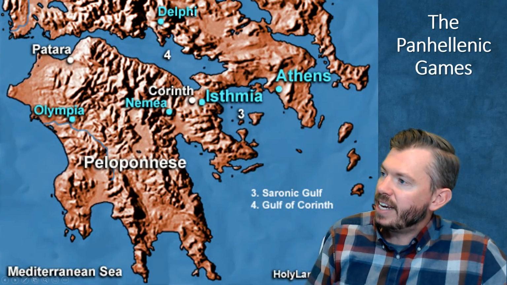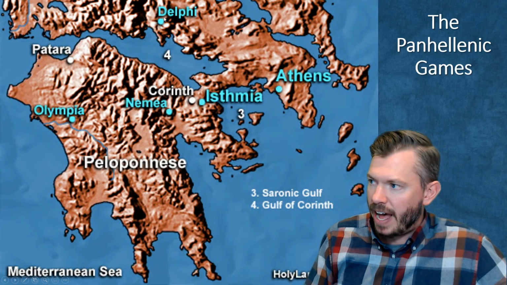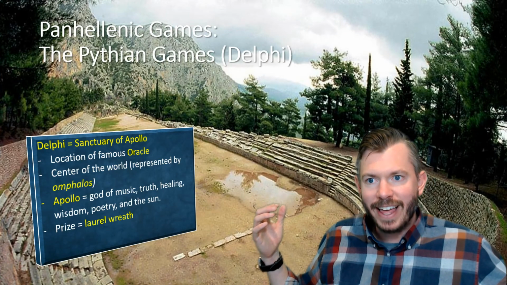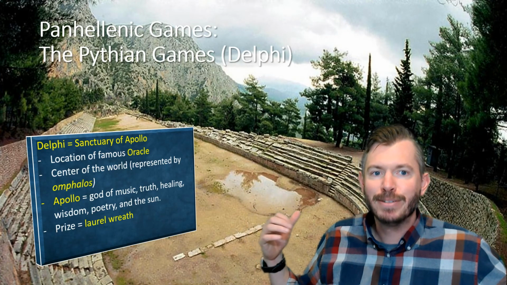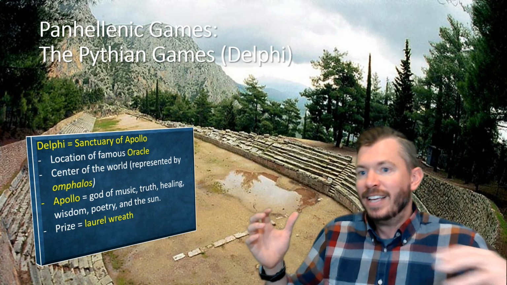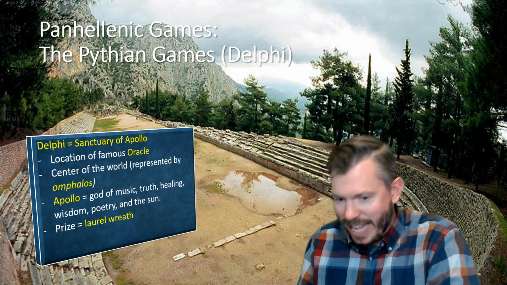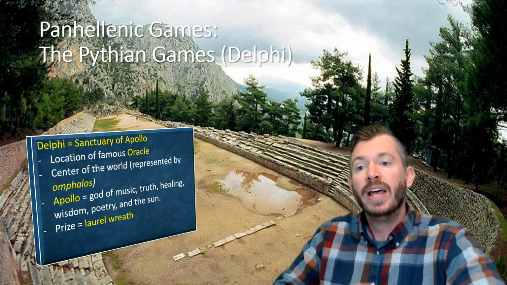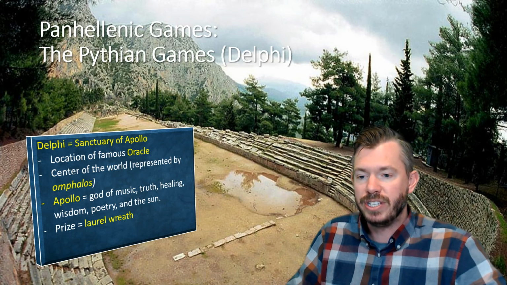We also have the Pythian Games from the site of Delphi up here. And you guys should know enough of the story, right? The reason they're called the Pythian Games is because that's where Apollo hunted down the python, slaying the python, which slithers down into the cracks of the earth. And then above that, he builds the Temple of Apollo. And then there's a set of athletic games associated with that.